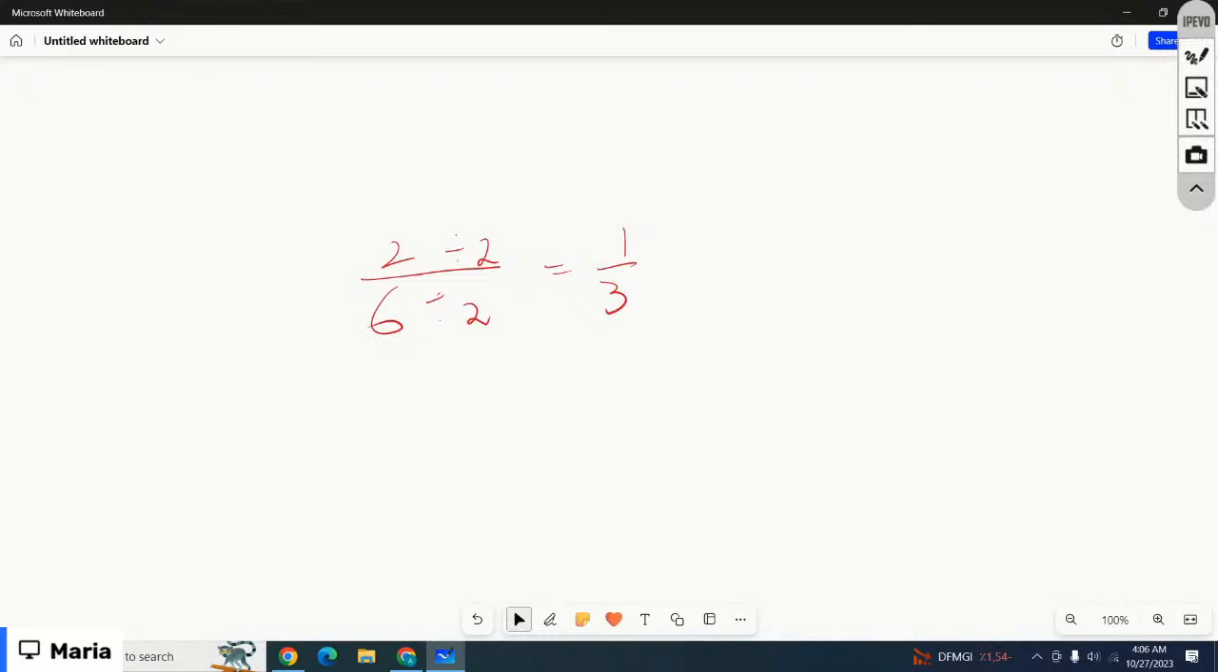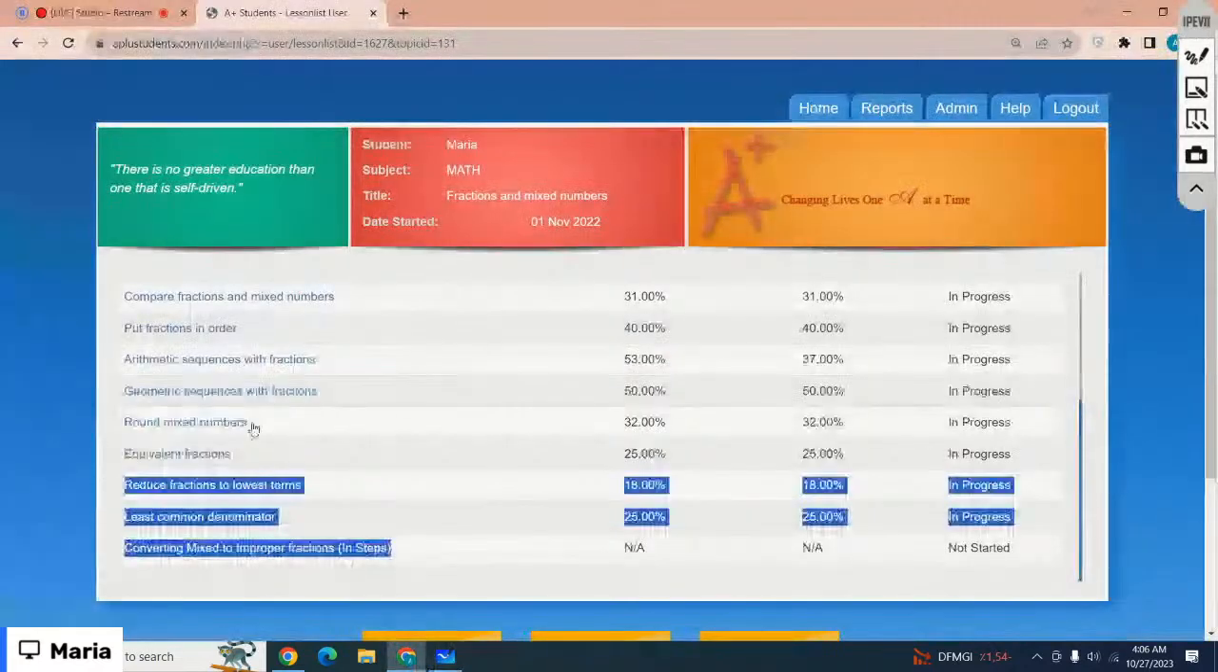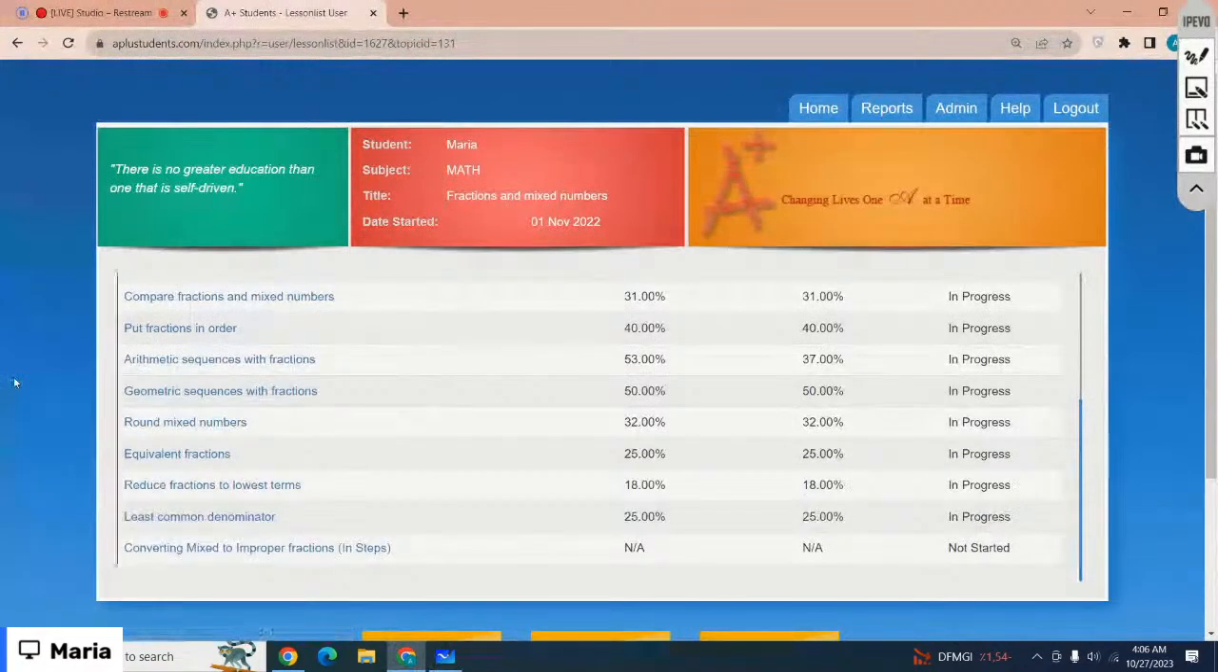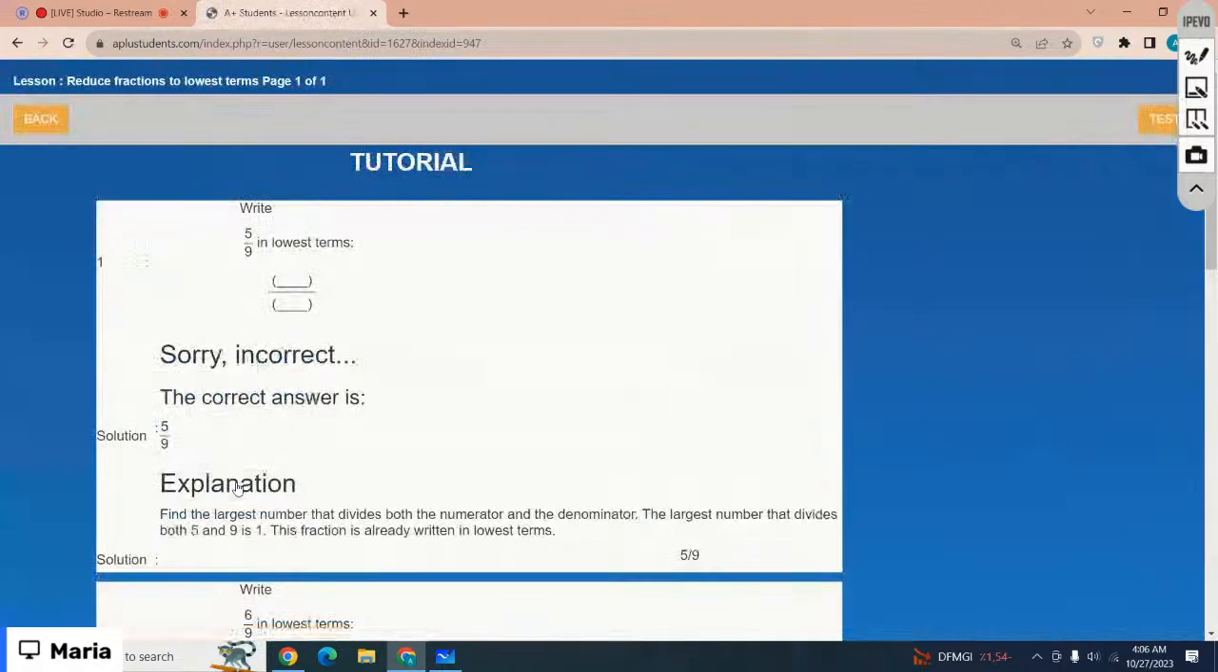Okay, let's just start with the practice questions. Here I'm on grade 5 math. The chapter we're working on is fractions and mixed numbers, and the lesson is reduce fractions to lowest term. Let's just start with the lesson. Basically you have to look for the largest number that can divide both numerator and denominator.